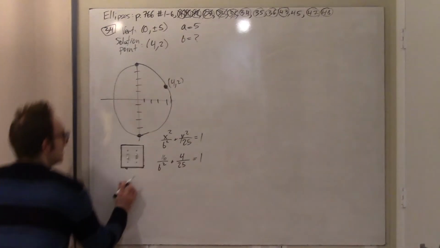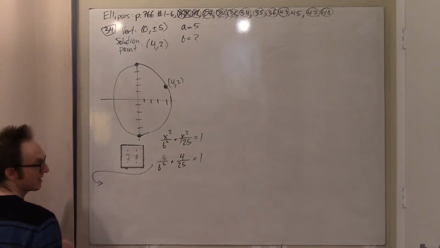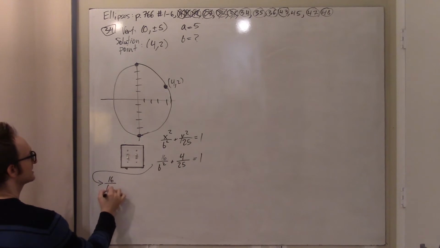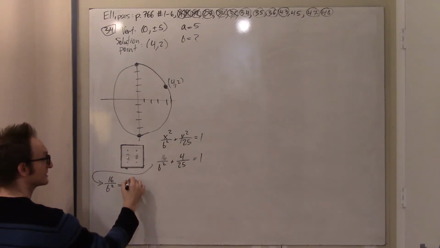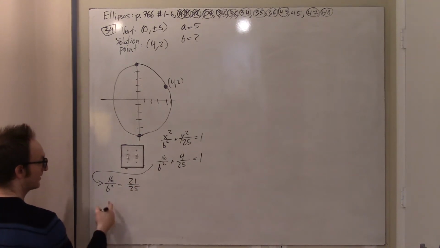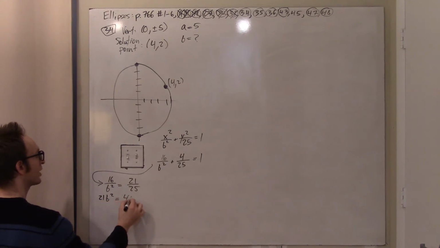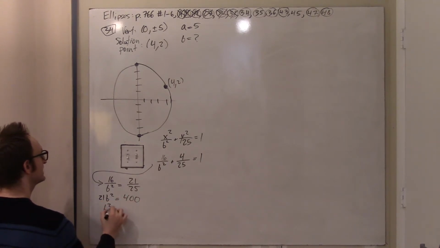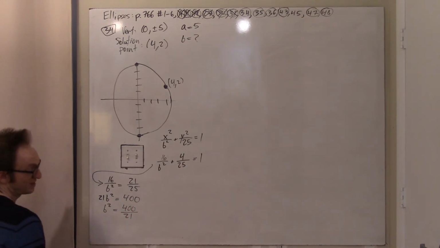Okay, so moving over here, I want to kind of squeeze this in. Let's see, what do we get? Well, we get 16 over b squared equals 1 minus 4 25ths, which is 21 25ths. And okay, this is a little bit interesting. If you cross multiply, you get 21b squared equals 400. So apparently b squared is 400 over 21. That's just the right answer. It's just kind of a weird problem, I guess.